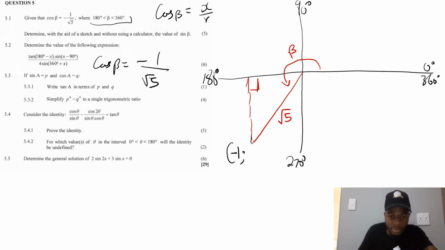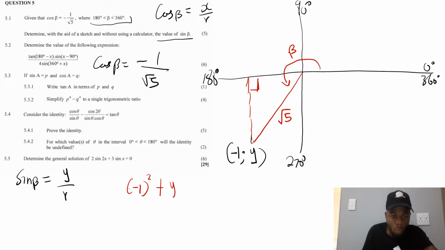So we need to find the corresponding value of y here. We're going to use the theorem of Pythagoras to find y, because don't forget the question is to determine the value of sine beta, and sine beta is equal to y over r. If we have the value of y, then we have the value of sine beta. So let's solve for y using the Pythagoras theorem. x squared, what is our x? Our x here is -1, squared, plus y squared. This is x squared plus y squared equal to r squared. What is our r? Our r is root of 5, squared.